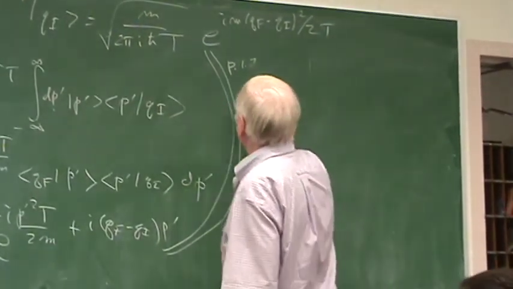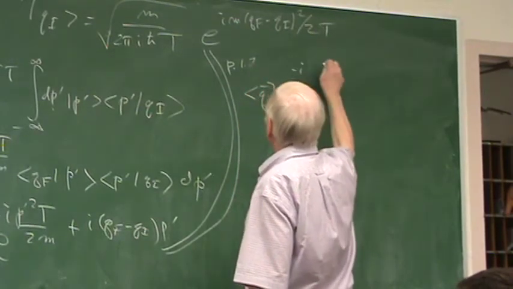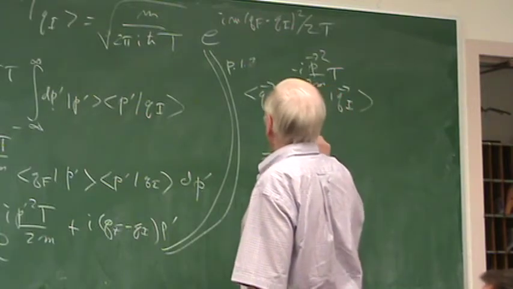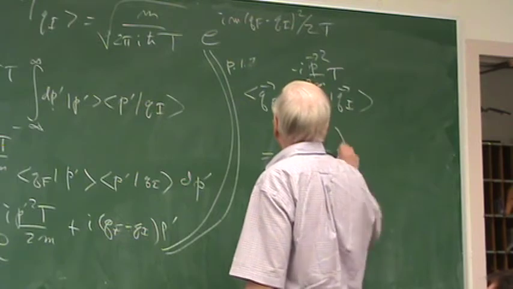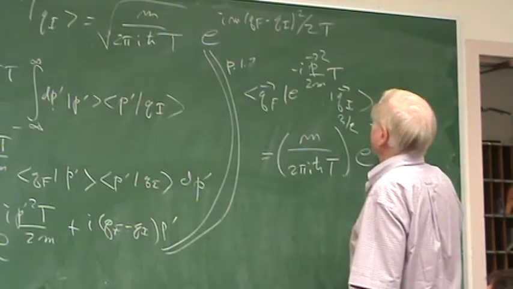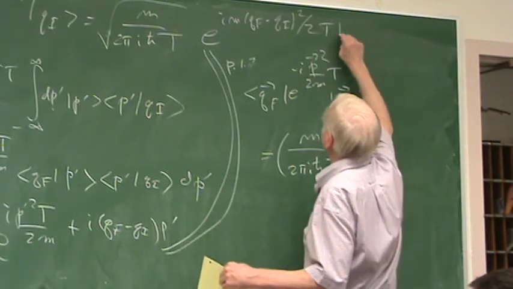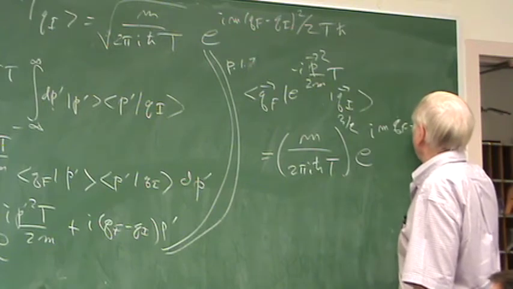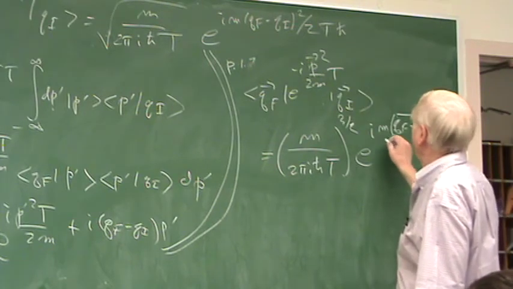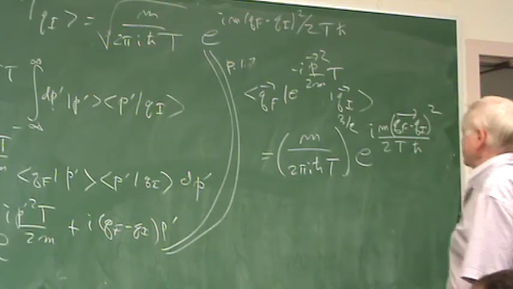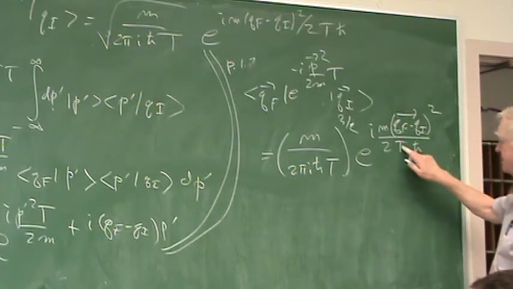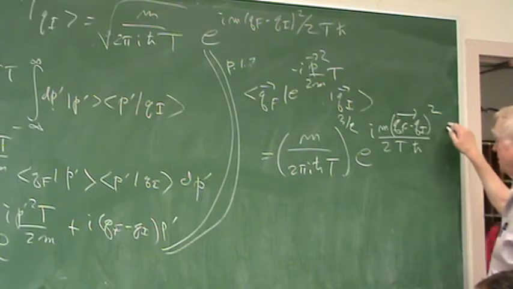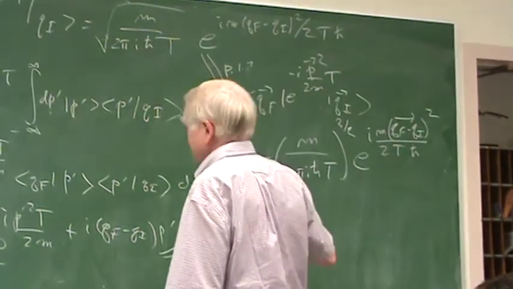It is that this thing, then, is <qf|e^(-i p² T/2m)|qi>. That is then (m/2πiħT)^(3/2), and now it's e^(i m (qf - qi)²/2Tħ). Oh, there's an h bar, I think. Let's do the units. If we put another T here and a T here, then this is a time derivative squared times a mass, that's an energy. And yes, I've got it right. So this is the case for three dimensions.